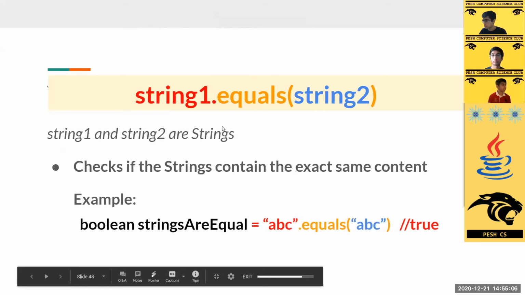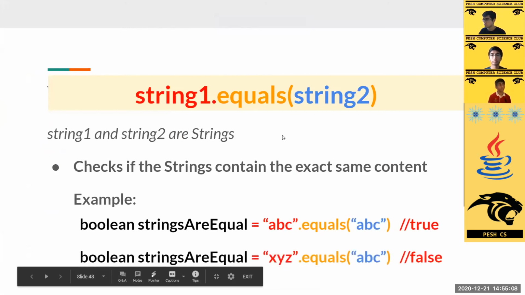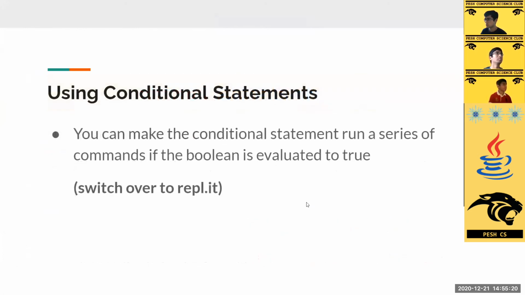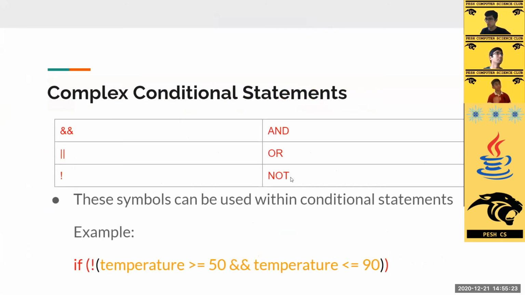So we just went over the slide. It checks if strings are equal using this method called dot equals. And you can compare a string before the dot sign and a string after the dot sign, or in the equals parentheses. So now we're going to go over more complex conditional statements.